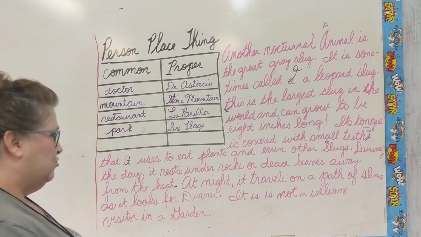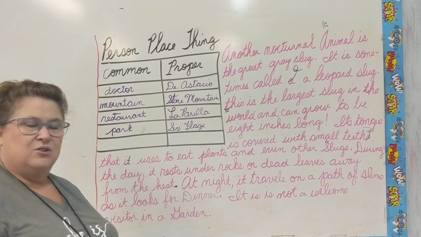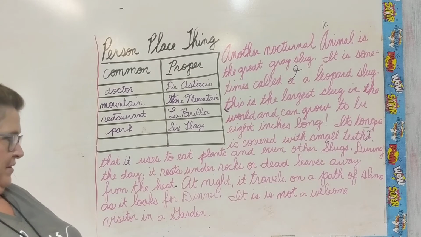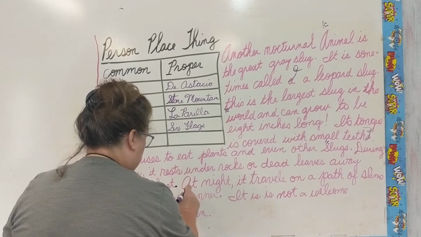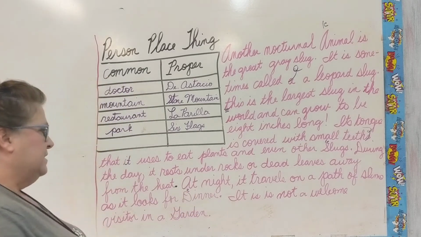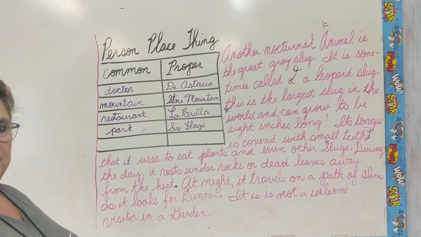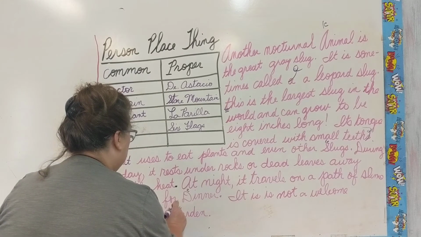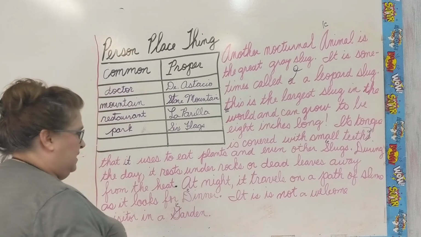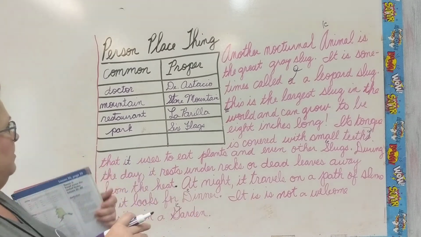At night, it travels on a path of slime as it looks for Dinner. Very good. The dinner should be lowercase. Right, LC above that D. It is not a welcome visitor in a Garden. What's wrong in that sentence? Very good. Garden should be lowercase. We're not talking about a particular garden. Lowercase. So that is your corrections that you would make in that paragraph.